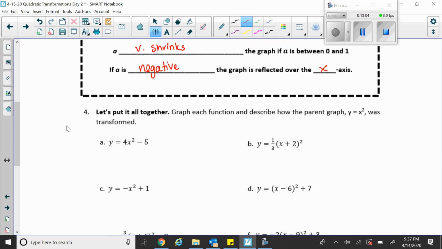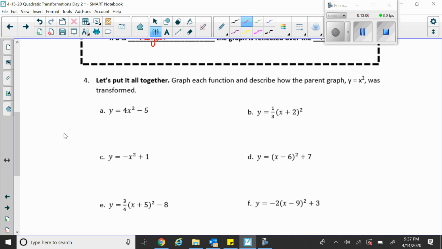So now what I want to do is I want to put it all together. Okay? So I'm going to write something over here real fast. Remember, I'm going to put H is left, right, just so we can see it. K is up, down. And then A is a vertical stretch/shrink. And it also is a reflection if it's negative.